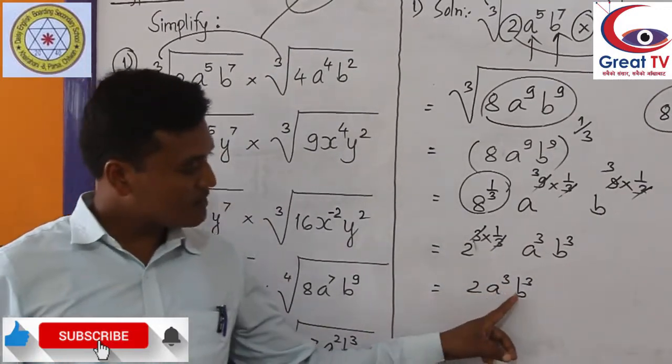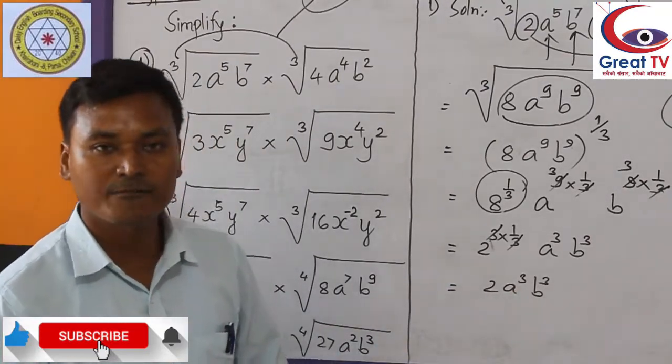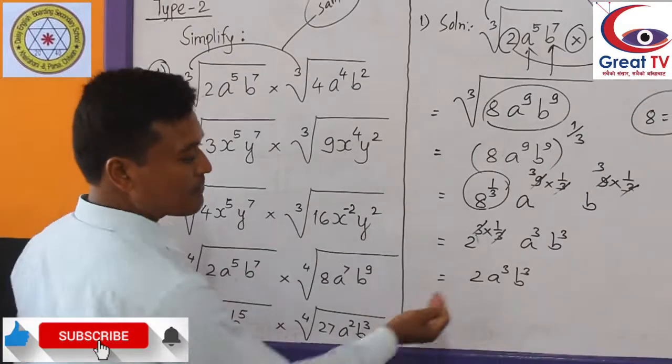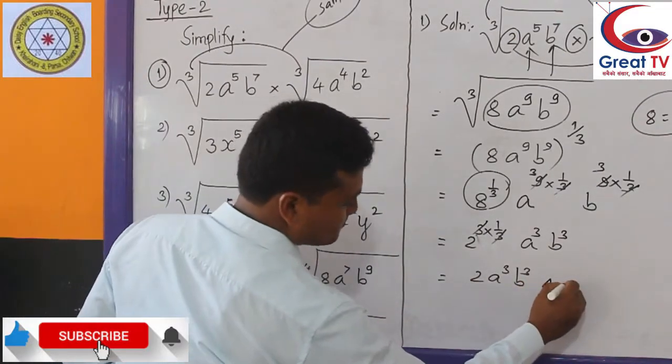And here we can't use laws of indices because a and b are different. I think here the bases are different. After this we can't simplify. This is the required answer.